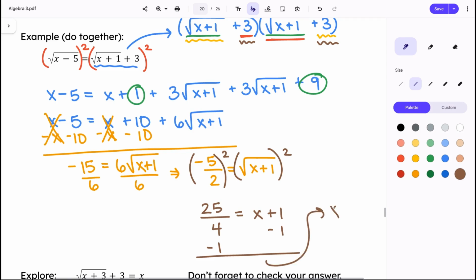I'm running out of room. But I would take 25 over 4. I would subtract 1. And again, you have a calculator if you need to do that with your fractions. What do you get for a final answer? Good, 21 over 4.